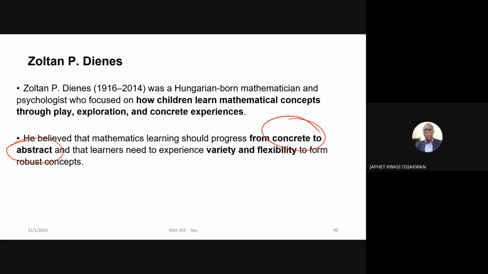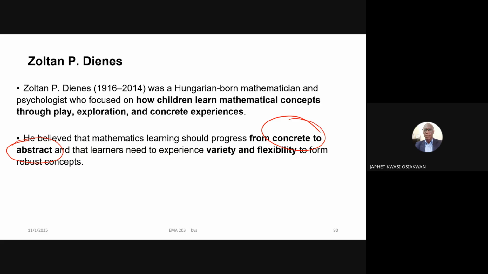Anytime you are teaching mathematics, you must always start with concrete and end with abstract. That is what he believes in. If you want to do any meaningful teaching, proceed from concrete to abstract. So he's saying that for children to learn concepts meaningfully, you must give them some materials to manipulate. Start with the concrete, bring some concrete materials, and then move in complexity till you get to the abstract.